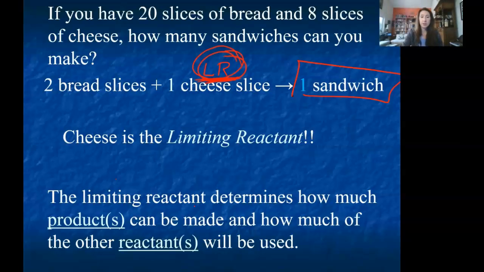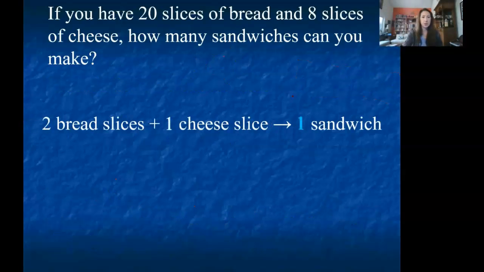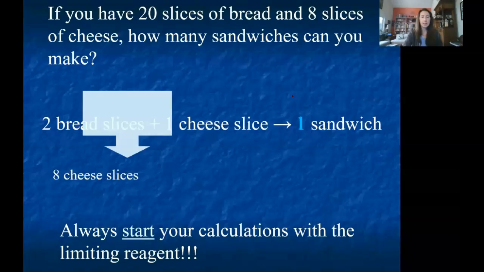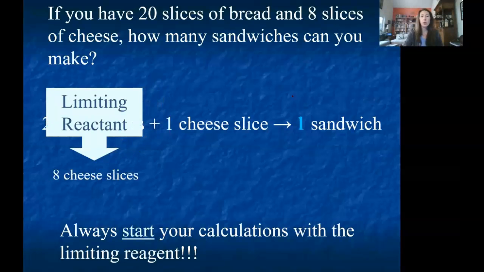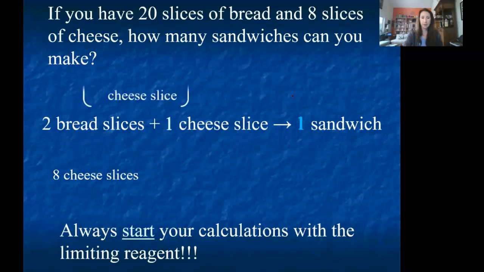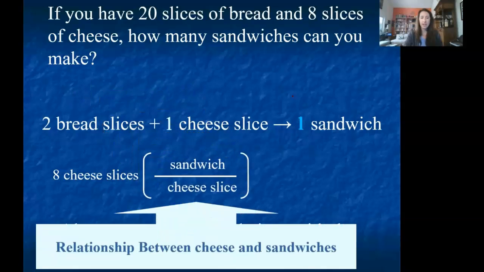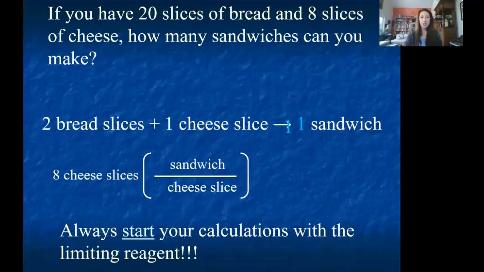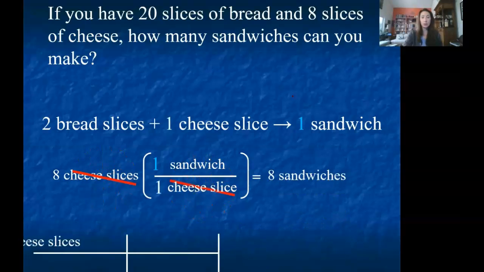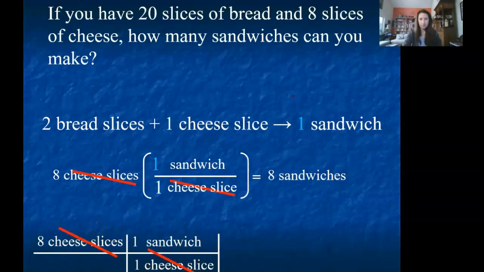So what we're going to try to do is identify who the limiting reactant is, and then how much product we can make. Once you identify your limiting reactant, by the way, you always start the calculations with the limiting reactant. So if we have 8 cheese slices, we look at the relationship between cheese and sandwiches, and we have 8 sandwiches. And again, that's exactly what we did in our head.